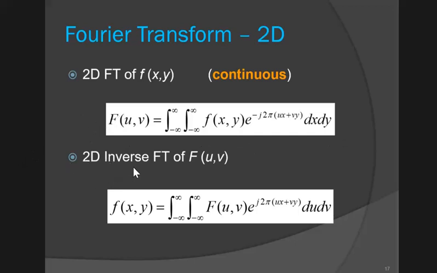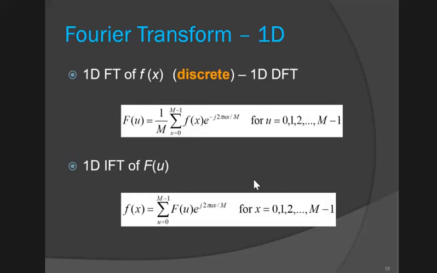Now the inverse Fourier transform of F(u,v): the equation is f(x,y) equals the integration from minus infinity to plus infinity of F(u,v) e raised to the power j 2 pi (ux plus vy) du dv. Just there is a change of the sign of the exponent. Now we are interested in the discrete equations of Fourier transforms.